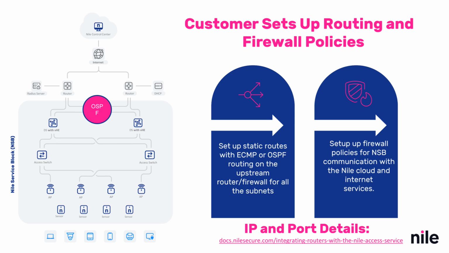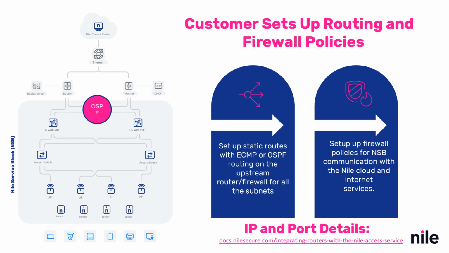On the firewall side, you'll need to allow outbound access for Nile infrastructure to reach necessary cloud services and internal systems. At minimum, the following ports should be permitted. TCP port 443 for secure communication with the Nile cloud, UDP port 53 for DNS, UDP port 123 for NTP, UDP ports 67 and 68 for DHCP traffic.